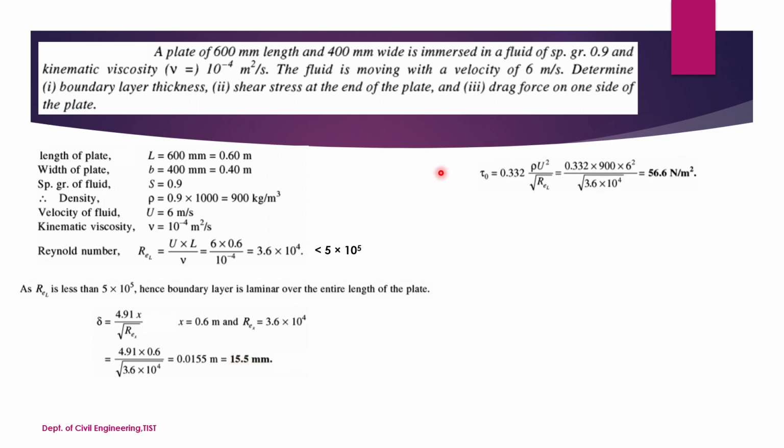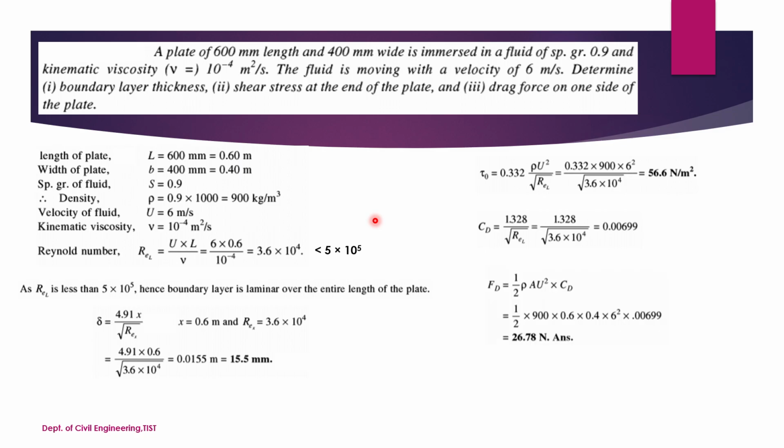Now we can find out tau naught using that equation. We'll be getting the value as 56.6 Newton per meter square, and then we can find out CD for finding FD. Then you can find out FD also. This is how you do type 4 problems.